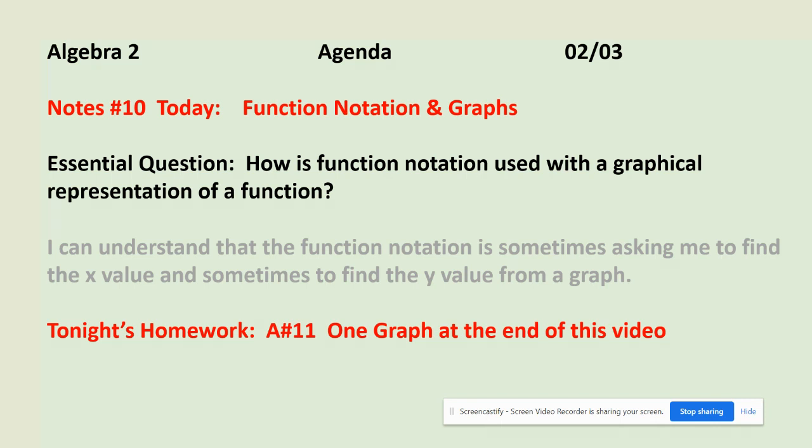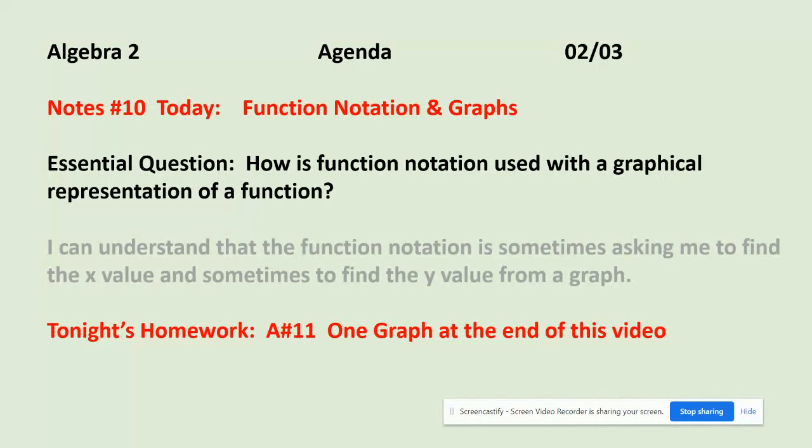Please take out a piece of paper. On the top left, title it Notes Number 10. We're going to do function notation and graphs. The essential question is, how is function notation used with a graphical representation of a function? So in other words, how do we use f of x and g of x with a graph?